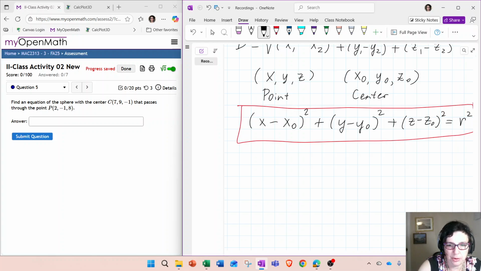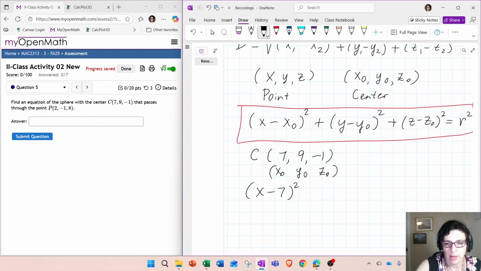All right, so let's come up with this one right here. Because the center C is 7, 9, -1, this is your x0, this is your y0, this is your z0. And so you're going to have x minus 7 squared plus y minus 9 squared plus z subtract -1, well, that's really z plus 1 squared, equal to the radius of the sphere squared.